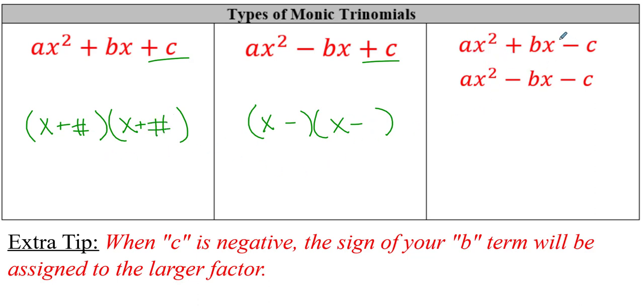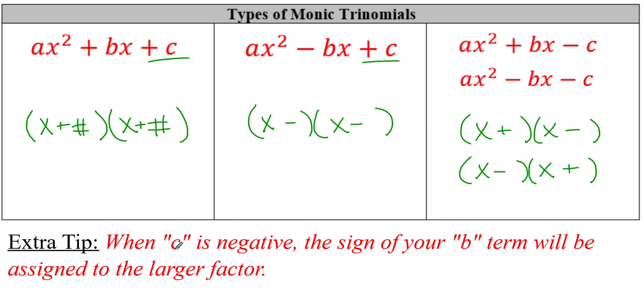And then the last one is where I have a negative c term. So whether my b term is positive or negative, if I have a negative c term, that means I will end up with opposite signs in my binomial. So it could be x plus times x minus, and it could go the other way too. Doesn't matter. You just know that you are going to have opposite signs.